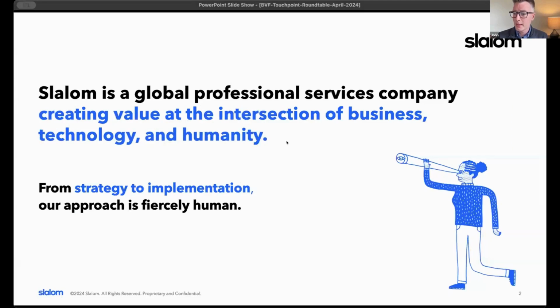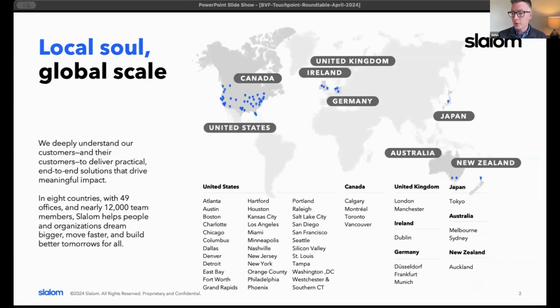So just a quick thing about Slalom, for those of you who don't know us, global professional services company, and we really focus on creating value at the intersection of business, technology, and humanity. So that resonates very well with us service designers who love to connect the dots between those things. And the other thing to emphasize here is that we really work from strategy to implementation. So all the way through working with and alongside our clients to not only develop strategies, but bring those things to life. Offices around the world. And so we're thinking at a scale that we want to be able to do this reliably and repeatably, which is where some of the motivation for the framework that we shared in the article comes from.